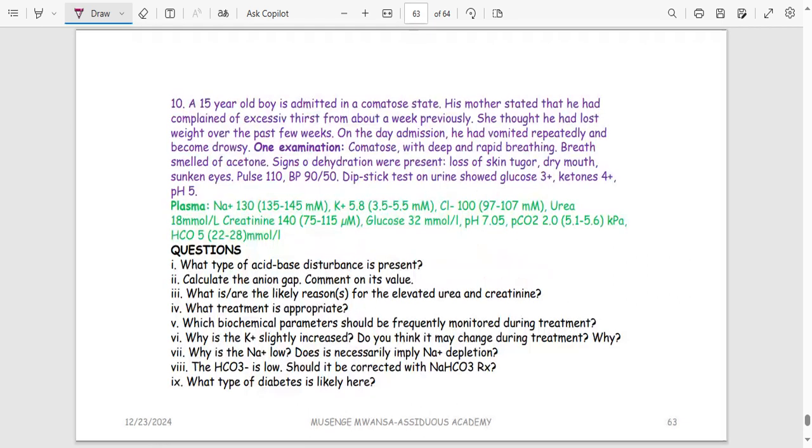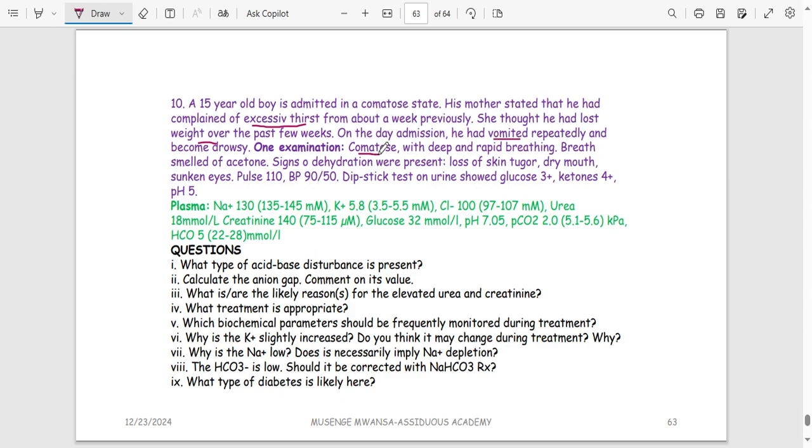Number 10, last question. A 15-year-old boy is admitted in a comatose state. His mother stated that he had complained of excessive thirst from about a week previously. She thought he had lost weight over the past few days. On the day of examination, he had vomited repeatedly and had become drowsy.